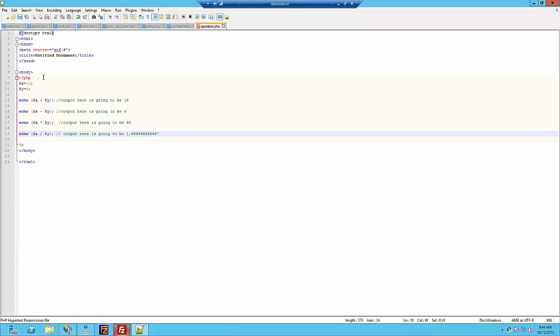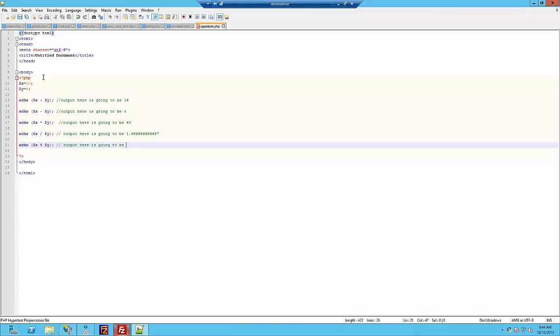1.177. Okay, and then echo $x modulus of $y. Output here is going to be 4. Okay, so let's save this and see if I was correct.